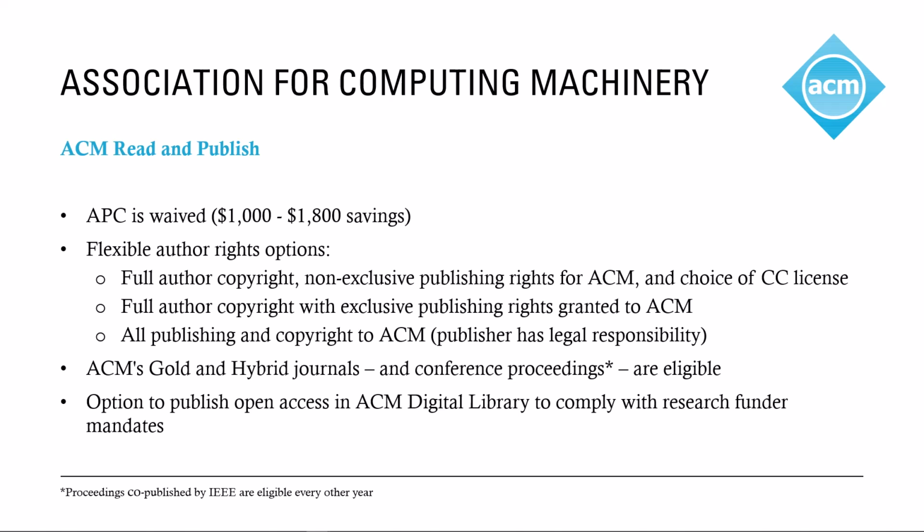This is a savings of $1,000 to $1,800 per article or conference proceeding. ACM is unique in that the author is presented with 3 author rights options. Starting with the most control, the first option grants full author copyright, non-exclusive publishing rights for ACM, and choice of Creative Commons license. The second option grants full author copyright with exclusive publishing rights granted to ACM. And finally, the author may choose to give all publishing and copyright control to ACM.